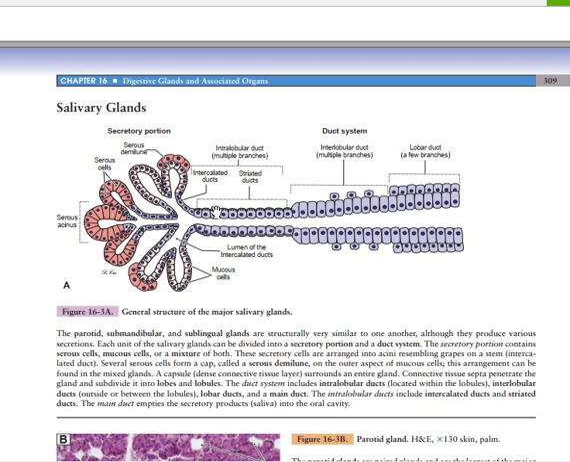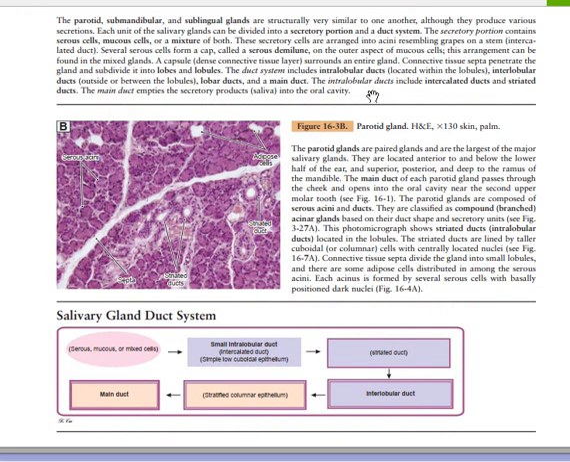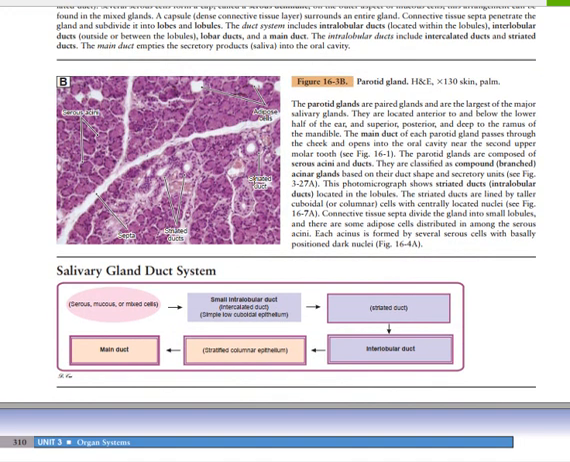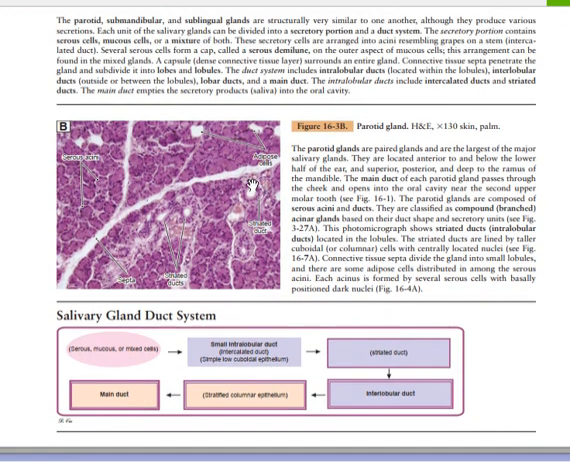Usually you need to know that small ducts are made up of simple cuboidal epithelium, but the larger the duct is, the more it converts from simple cuboidal epithelium to stratified cuboidal epithelium to even a stratified columnar epithelium. So this is a diagram of a parotid gland. We say that the parotid gland is made up of serous cells because it is a serous gland.